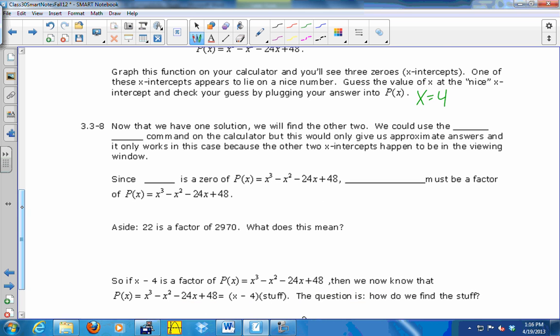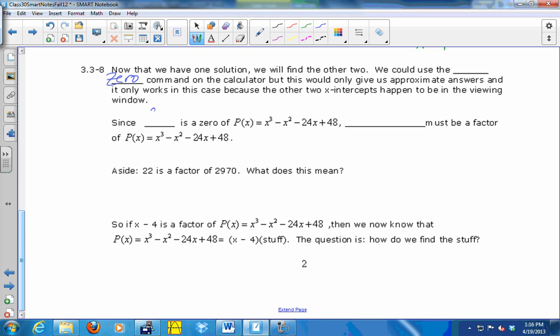Okay, so I could use the 0 command. This gives us only approximate answers, and it only works in this case because I can see the other two x-intercepts. So instead, I'm going to move to a more algebraic approach. I now know that 4 is a 0, which means what factor do I have? If 4 is a 0, I have what as a factor? X minus 4. Great. So 4 is a 0, x minus 4 is a factor.